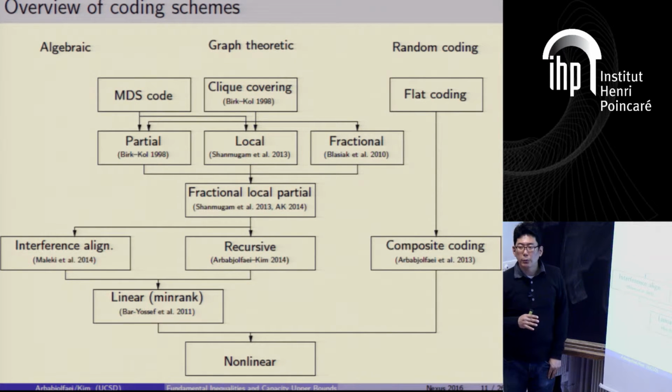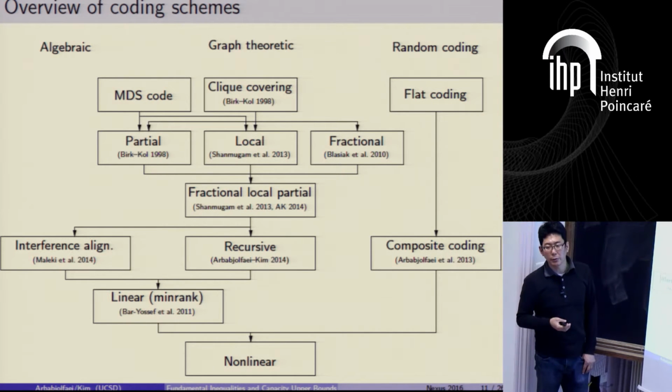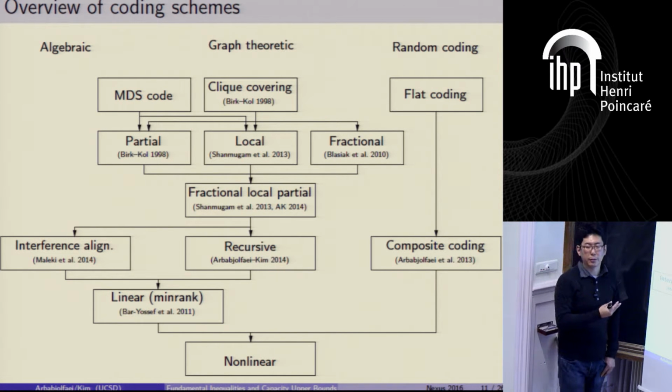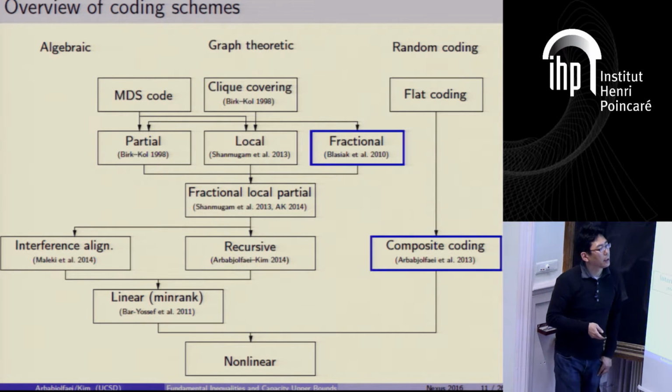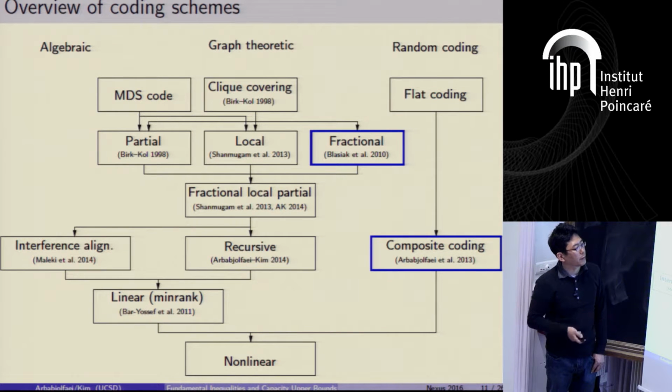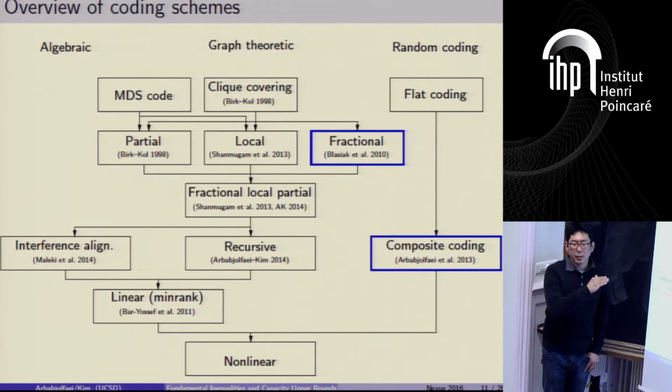So let's look at the lower bounds. Here is my way of looking at the major coding schemes that were introduced in the literature. Roughly, there are algebraic techniques, typically using linear codes, and there are graph theoretic quantities which can be associated with a coding scheme, as well as a random coding scheme. I'm going to focus on two coding schemes: one is fractional clique covering, and the other is composite coding. Again, I'm just going to convey basic ideas without getting into any details.